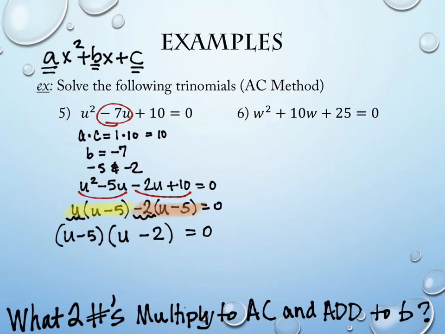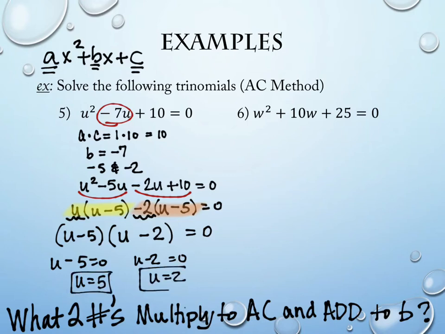Okay? All right. From this point, y'all know what to do now, right? What are we going to do? Yeah, each part equal to 0. u minus 5 equals 0. u minus 2 equals 0. And if I add my 5, u is equal to 5. I add my 2, u is equal to 2. And how could I check to make sure it really is the solution? Plug it into the very original equation I first started with.